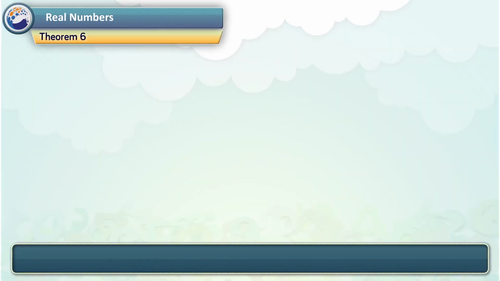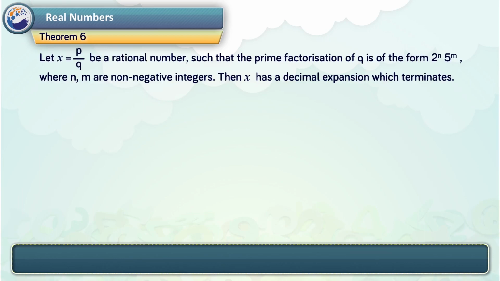Theorem 6. Let x is equal to p upon q be a rational number such that the prime factorization of q is of the form 2 raised to n into 5 raised to m, where n, m are non-negative integers. Then x has a decimal expansion which terminates.